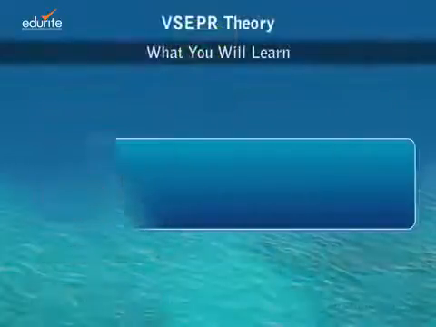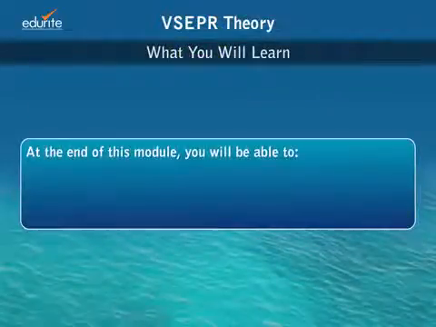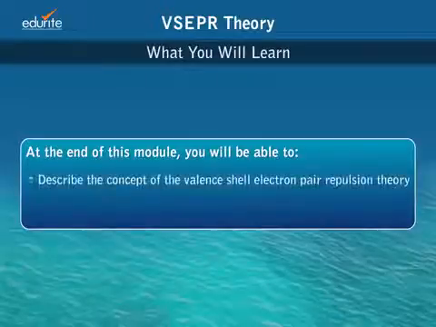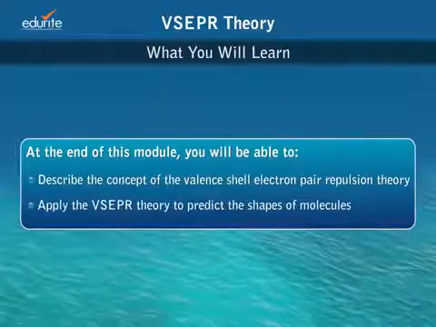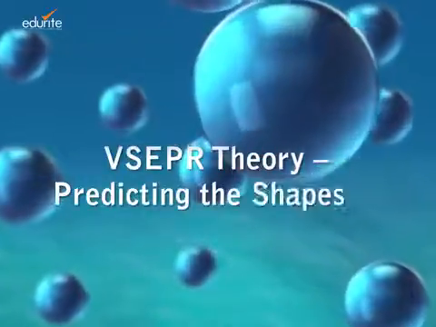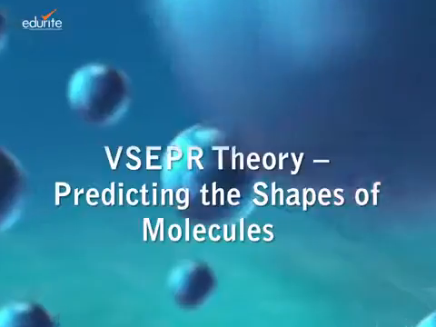What you will learn. At the end of this module, you will be able to describe the concept of the valence shell electron pair repulsion theory, and apply the VSEPR theory to predict the shapes of molecules. VSEPR theory: predicting the shapes of molecules.